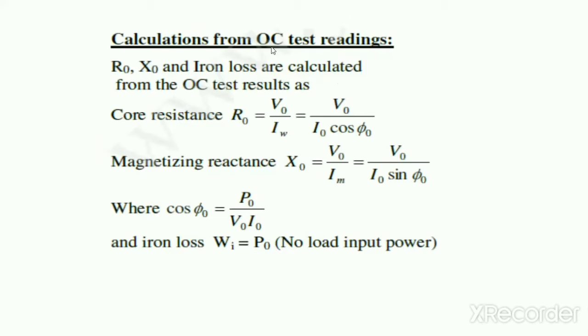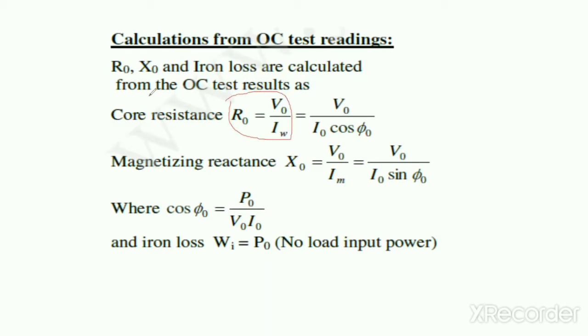Next, calculations from the OC test. From the OC test, what are the calculations? That is R0, X0, and iron losses are calculated. From the OC test result, what is the core resistance? That is R0. What is the R0 formula? From the OC test, the core resistance R0 is equal to V0 by IW.